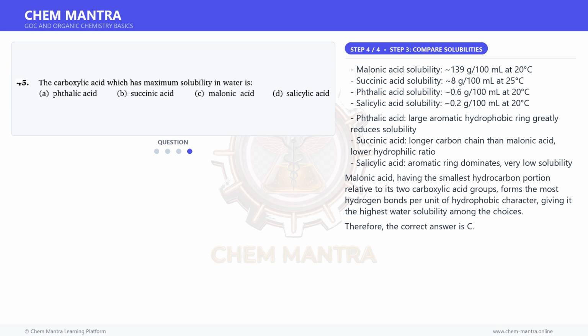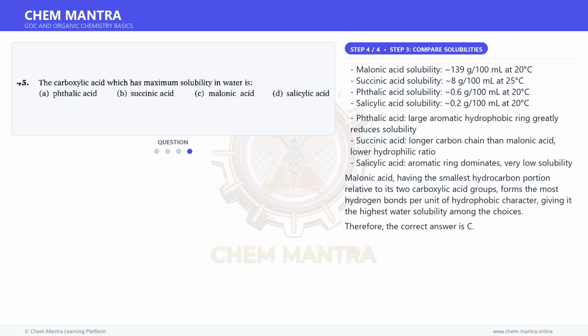Phthalic acid, large aromatic hydrophobic ring, greatly reduces solubility. Succinic acid, longer carbon chain than malonic acid, lower hydrophilic ratio. Salicylic acid, aromatic ring dominates, very low solubility.